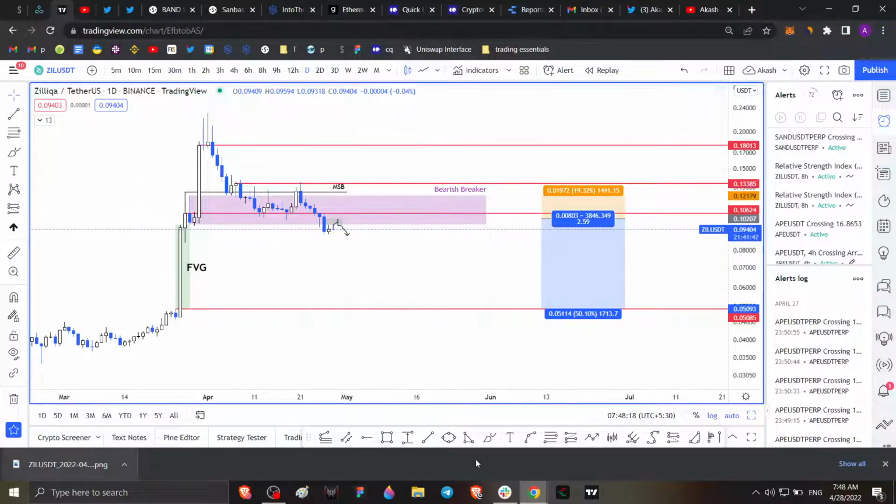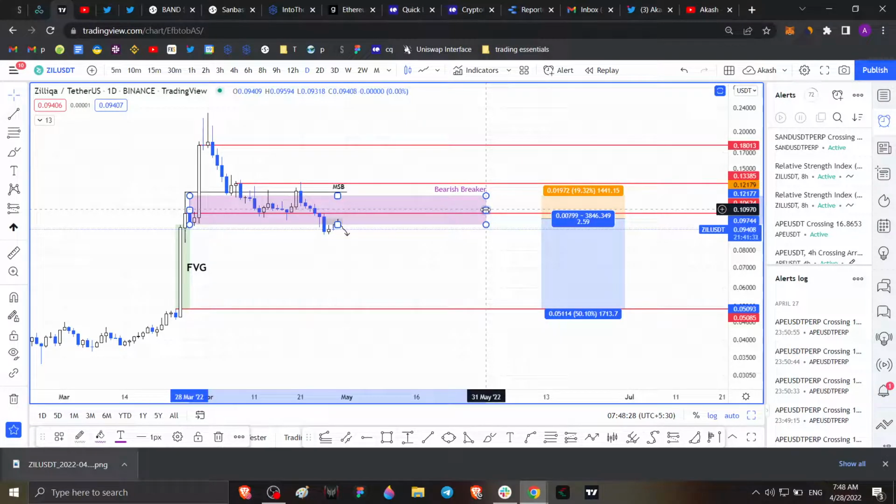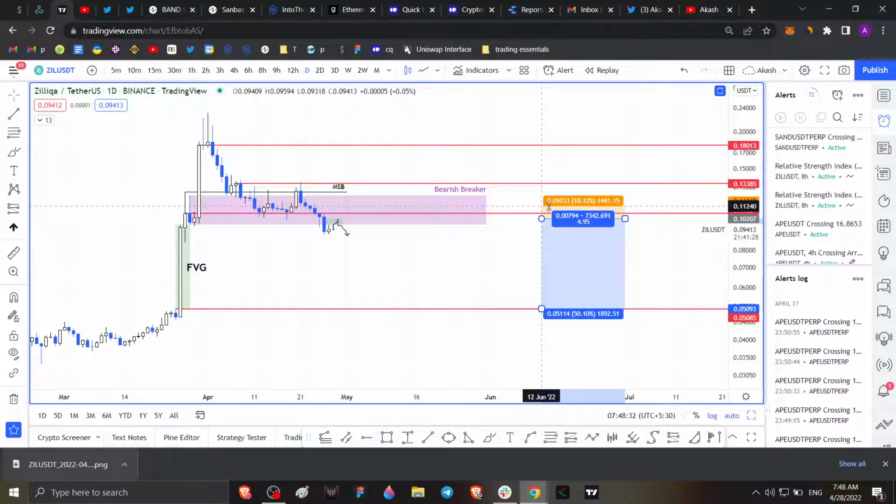But for me, what I do is I wait. If the price moves above the 50% of this breaker, which is somewhere around 0.11, if we get a daily close above 0.11, that's an invalidation, right? So technically, I would keep my stop loss somewhere around here.